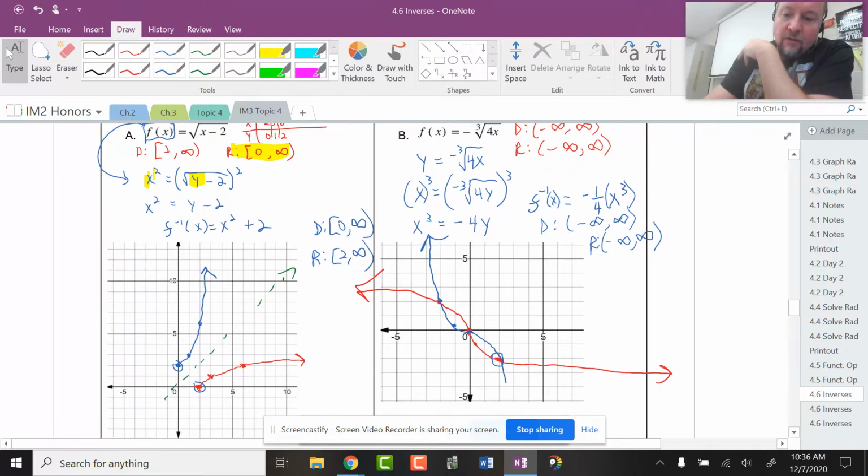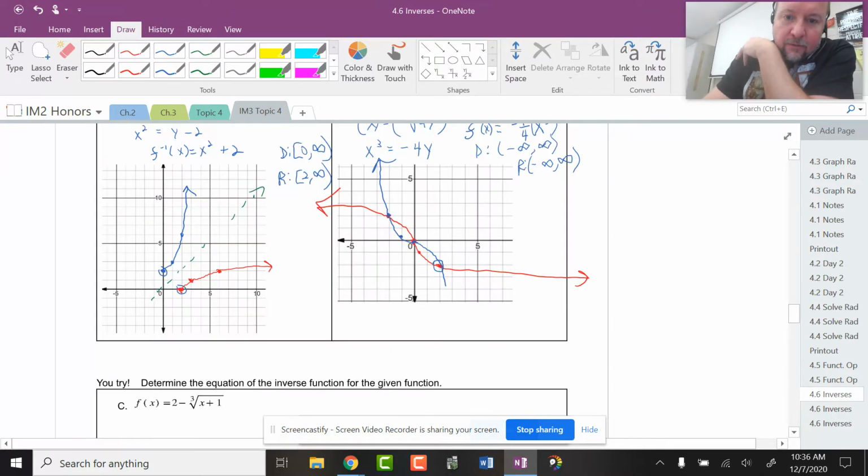Ooh, my computer's hot right there where I put my hand.